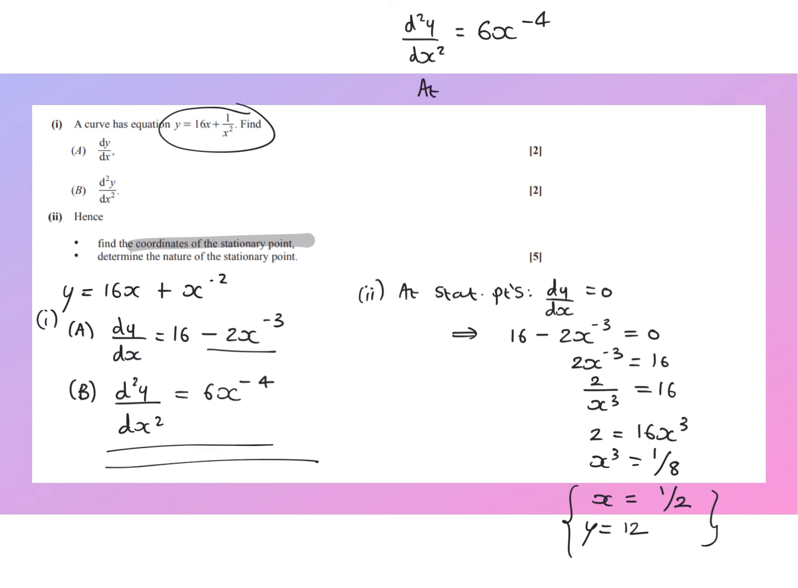So at our x value of 1/2, d2y by dx squared is equal to 6 multiplied by 1 over 16, which comes to a value of 3/8, which is obviously greater than 0, so we are clearly dealing with a minimum point here.